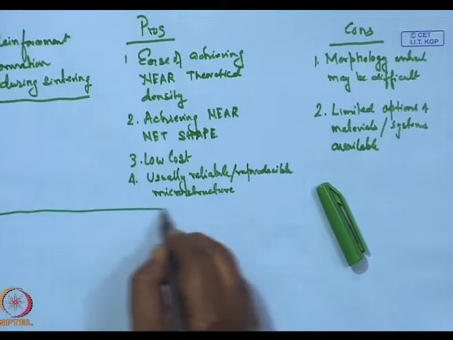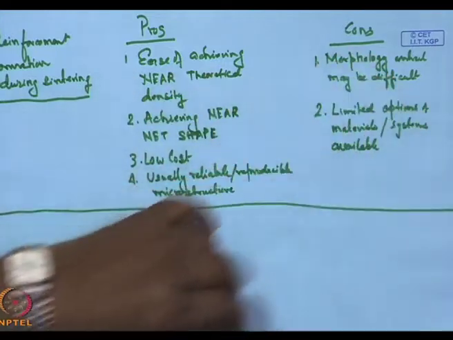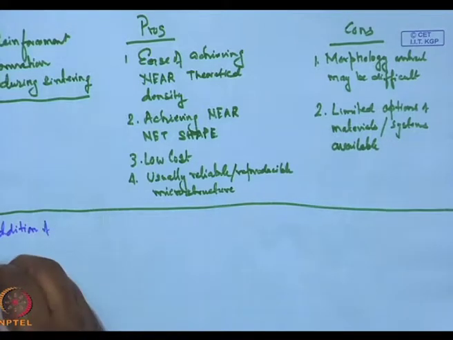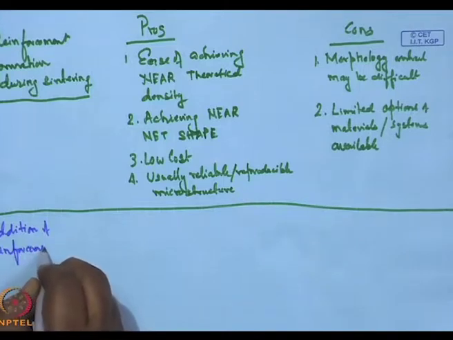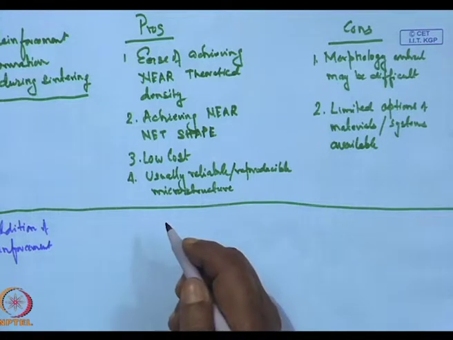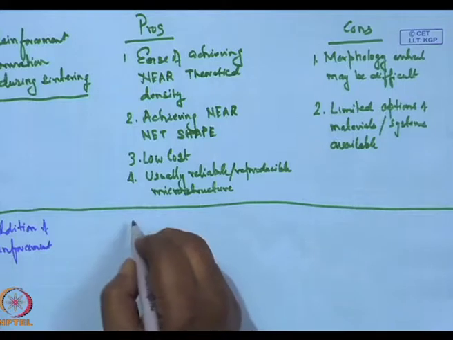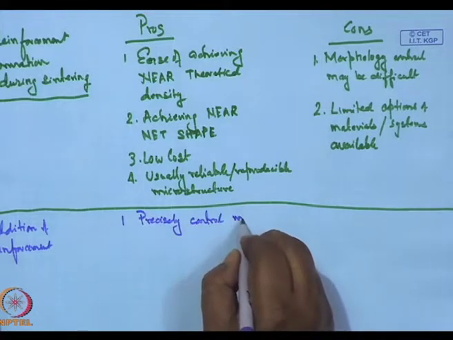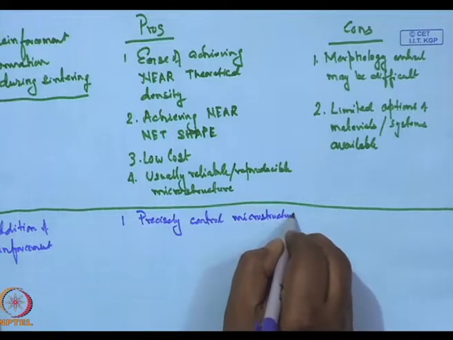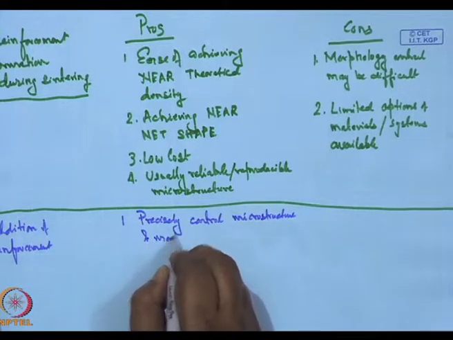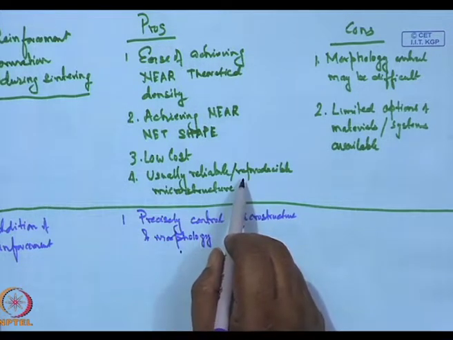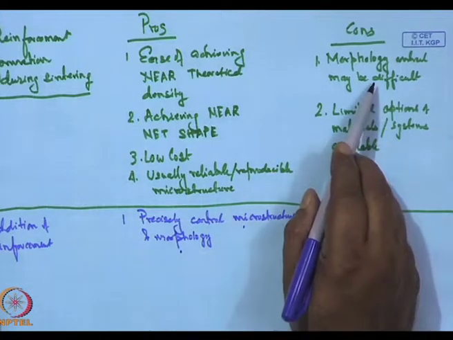So that is also a variant of reinforcement formation during sintering. Obviously, a second thing is how to reinforce a material, a classic case of cement. Say, addition of reinforcement. If I can do a very, very good job, then I can precisely control microstructure and morphology. I am controlling microstructure and morphology, whereas here I could control the microstructure, but morphology control, I had said, was difficult.